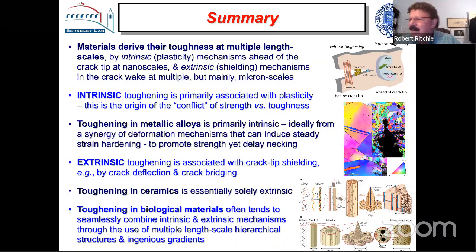The glasses are something very different, but they're certainly very interesting. The extrinsic mechanisms are, of course, largely in the range of brittle materials like ceramics. It's shielding, particularly deflection and bridging. Ceramics do that very effectively. And then I think biological materials have this ability to generate both these mechanisms, I believe, because they have this multitude of length scales, hierarchical structures, which enable them to tap in at different dimensions of length scale to generate these various mechanisms of toughening.